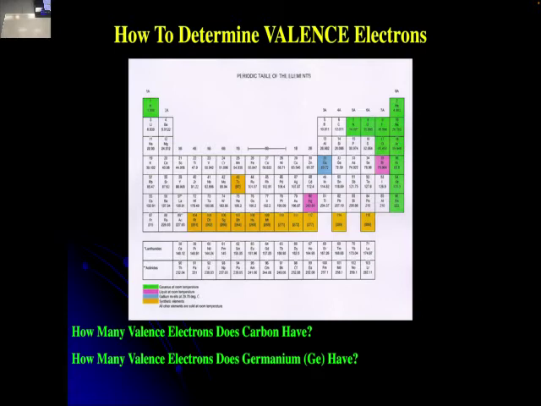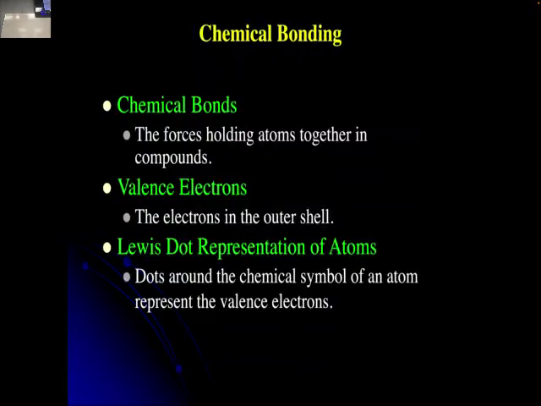And if you look, everything within that family will have the same number of valence electrons, right? So carbon has 4 valence electrons, silicon has 4 valence electrons, germanium has 4 valence electrons. They're at different levels, but they're still the same number of valence electrons, okay? So, easy to figure out just by looking at the periodic table. You can figure out how many valence electrons you have, okay?